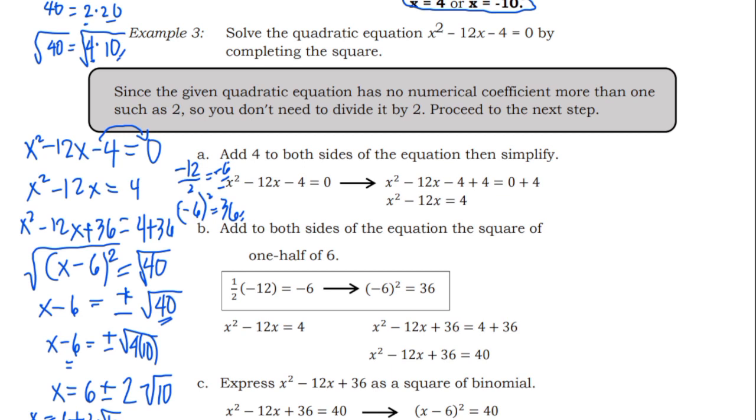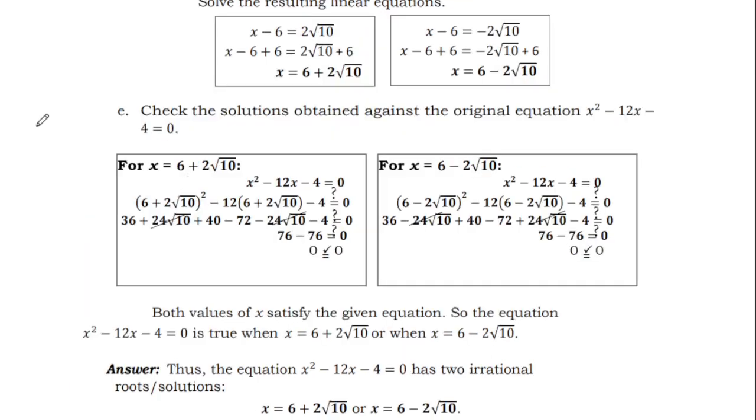Okay, again, the first value of x is 6 plus 2 square root of 10. We have to break the positive and the negative. And the second value of x is 6 minus 2 square root of 10. So we have that, as we are able to check it here.